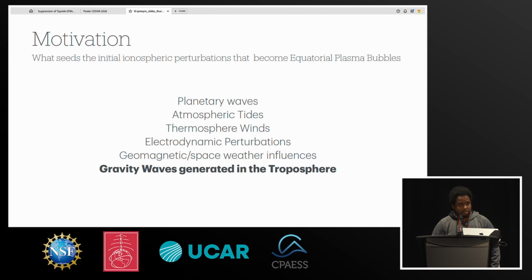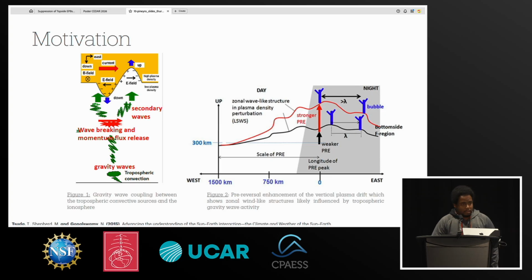So there are several sources of these equatorial plasma bubbles. I've listed some here. And at the bottom of the pyramid scheme, we have gravity waves generated in the troposphere. So that's what I'll be discussing and doing some modeling of that. How it kind of works is we have a figure on the left here where there are gravity waves that are generated from convective sources in the troposphere. They make their way up.